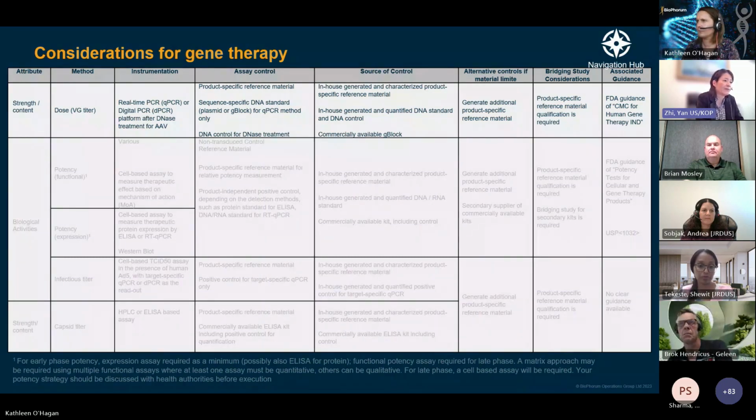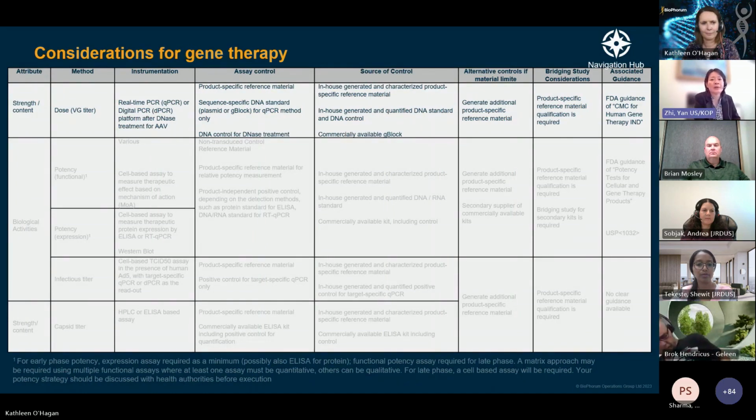For this platform, a very well-characterized product-specific standard or a very well-prepared quantified DNA-based standard, such as plasmid DNAs or gBlock, would be required in order to quantify the genome titer. In contrast, the newer technology such as digital PCR will not require a separate standard for the quantification purpose. So that's also the reason digital PCR has become more and more popular in the gene therapy field for quantification.